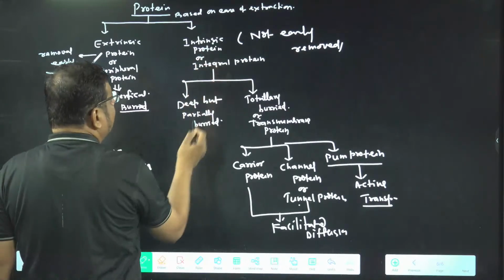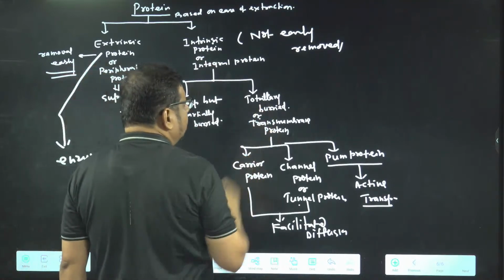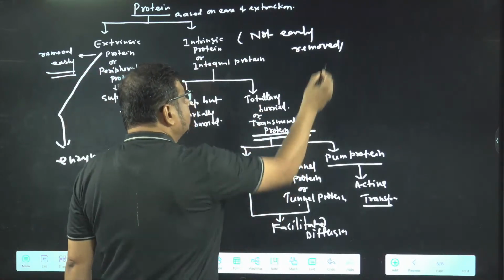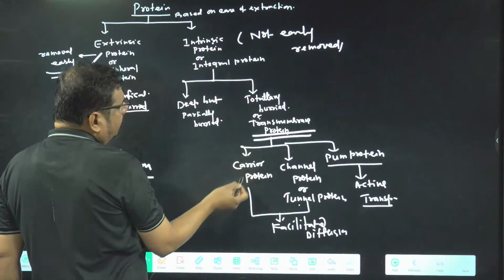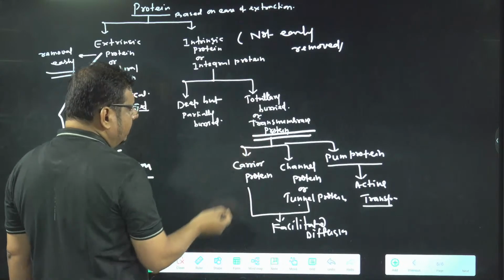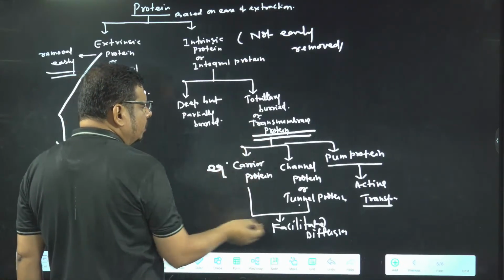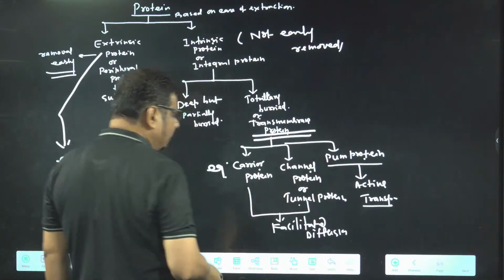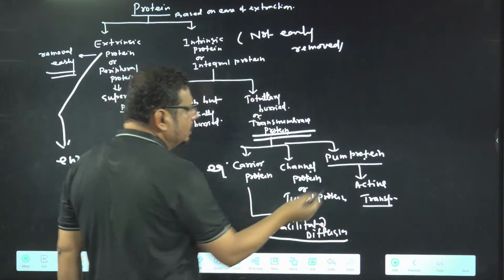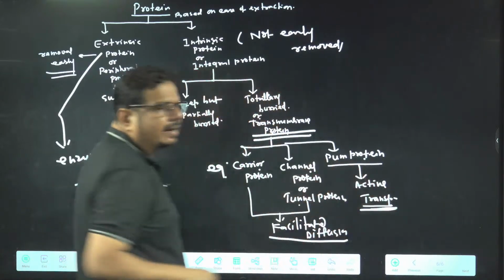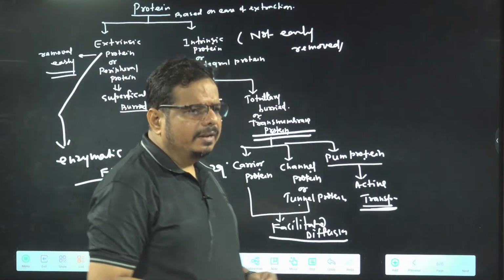Now intrinsic protein is of two types: deep but partially buried, or totally buried. Totally buried means present from one side of the membrane to the other. It is called transmembrane. Examples of totally buried proteins are carrier protein, channel protein, and pump protein. The carrier protein and channel protein are involved in facilitated diffusion. Pump protein is involved in active transport. Getting the idea? Is it clear in the mind? It is all right.